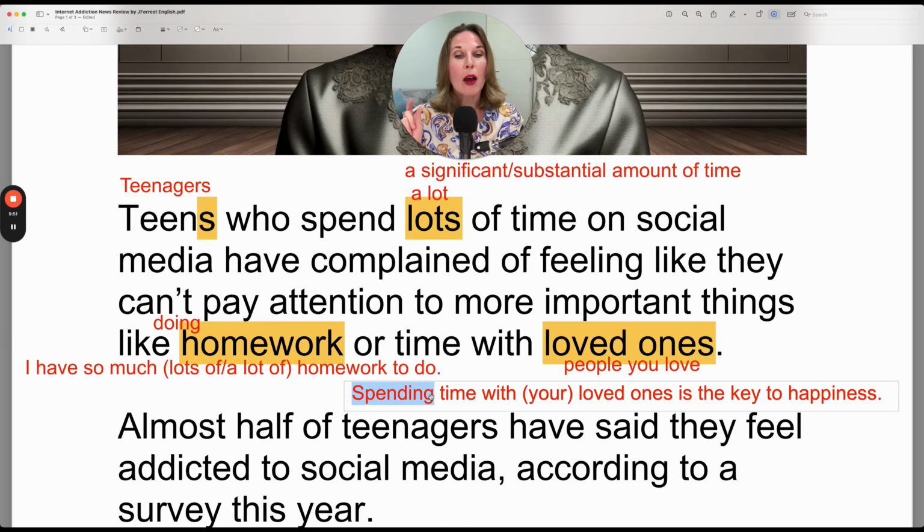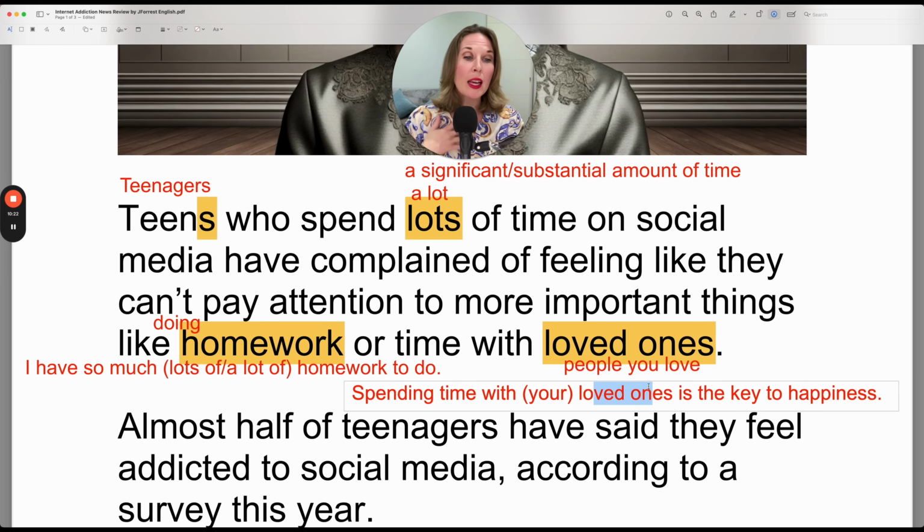Now, you can use a gerund statement, which is starting with your verb in ing, and you can say spending time. You spend time with people. So starting with a gerund verb, your verb in ing, this is used to make a general statement. Spending time with loved ones is the key to happiness. Key is the most important thing that results in happiness.